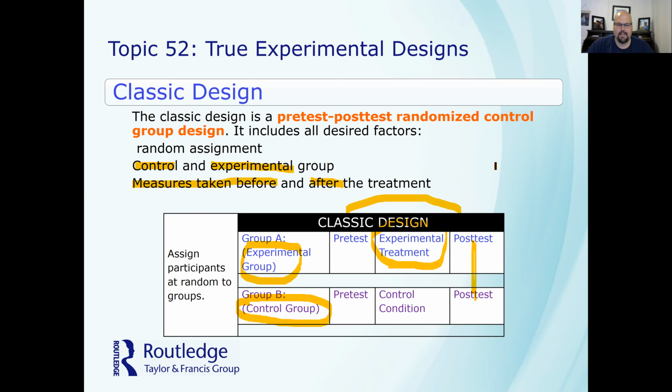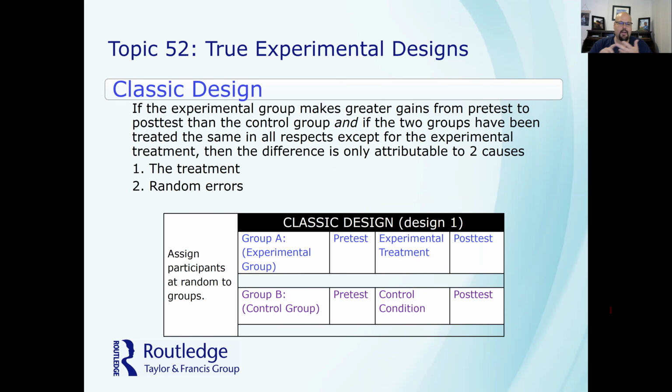And that's the classic experimental design. It works pretty well because it's easy to assign participants into random groups. It's controlled. You have very few extraneous variables. In that classic design, if the experimental group makes greater gains from the pretest to the post-test than the control group, and if the two groups have been treated the same in all respects, and this is important, except for the experimental condition, then the difference is attributable to two causes: the treatment and random errors.